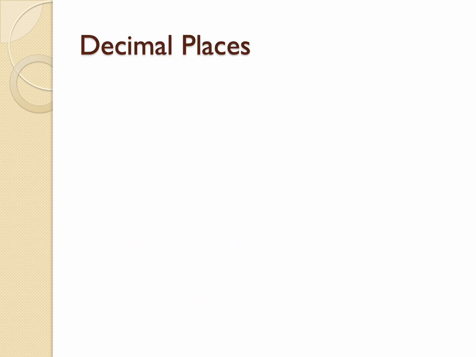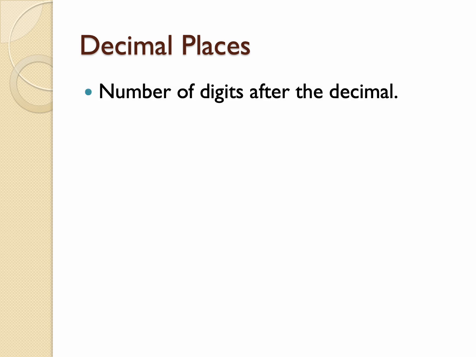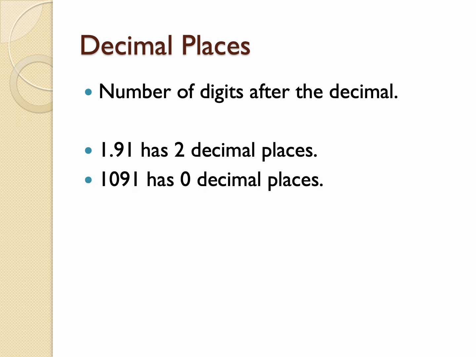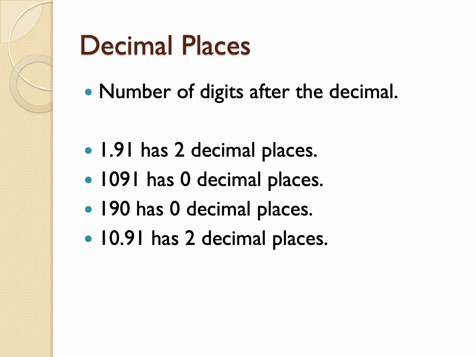Now, decimal places is another very important concept. Decimal places are the number of digits after the decimal. So 1.91 has 2 decimal places because clearly there are only 2 digits after the decimal. 1091 has 0 decimal places because none of the digits comes after the decimal. 190 has also 0 decimal places because there's no digit after the decimal. And 10.91 has 2 decimal places because 9 and 1 are the only 2 digits that come after the decimal point.